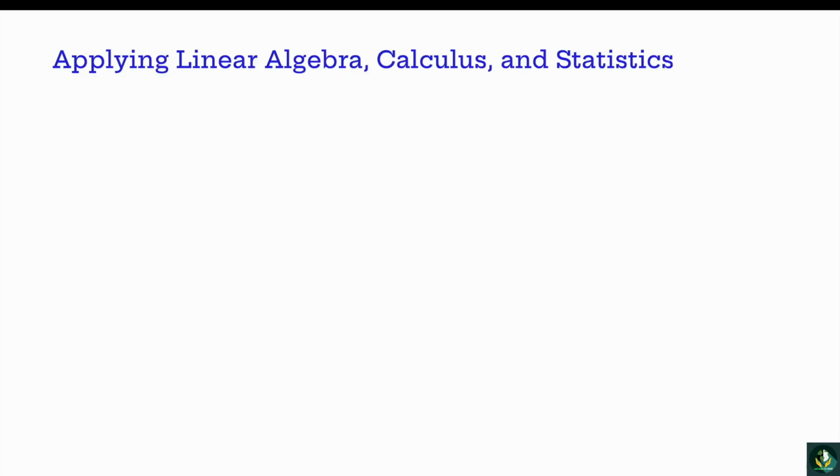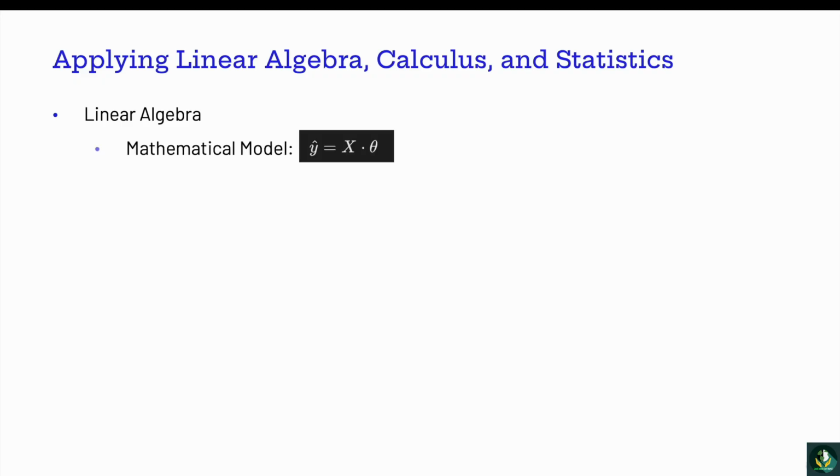First is applying linear algebra, calculus, and statistics. So for linear algebra, linear regression aims to fit a line or hyperplane to minimize the error between predictions and actual values. The mathematical model for this is y_hat = Xθ, where X is the feature matrix with bias term, θ is the parameters which are weights and bias, and y_hat is the predicted values.